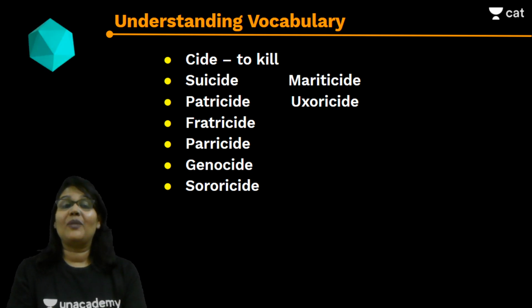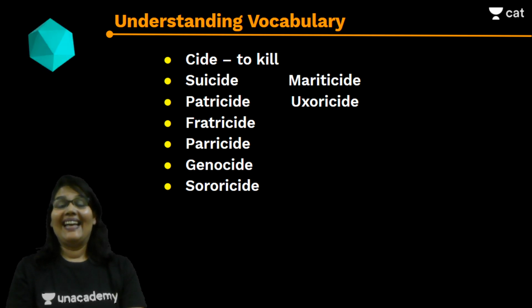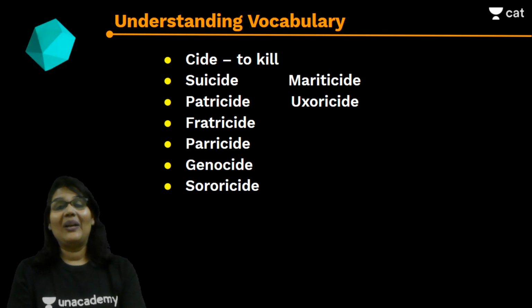Then let's look at the next one. Parricide means killing one's parents. Right? Then we have genocide. Genocide means mass slaughter. Then sororicide. Sororicide means killing one's sister. Now we are going to kill husband and wife. Okay, so mariticide is killing one's husband and auxiliaricide is killing one's wife. Fun, na? See, other than this, you can also have insecticide, pesticide, right? There are so many words.